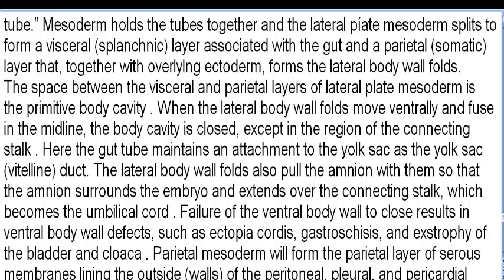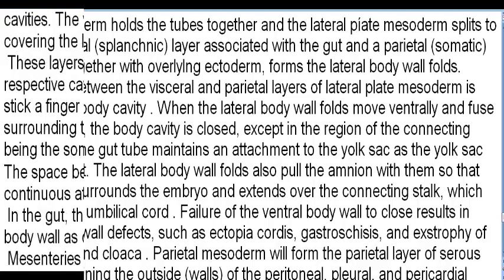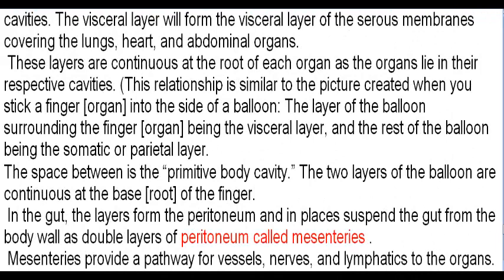Parietal mesoderm will form the parietal layer of serous membranes lining the outside walls of the peritoneal, pleural, and pericardial cavities. The visceral layer will form the visceral layer of the serous membranes covering the lungs, heart, and abdominal organs. These layers are continuous at the root of each organ as the organs lie in their respective cavities.